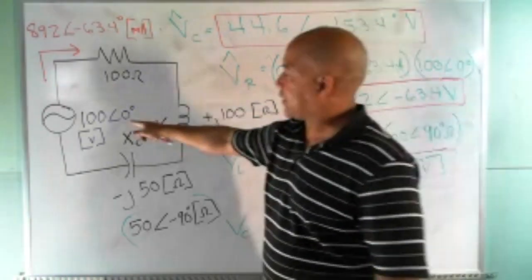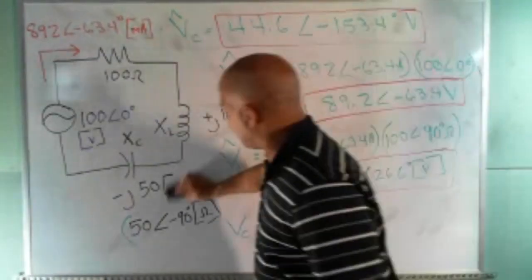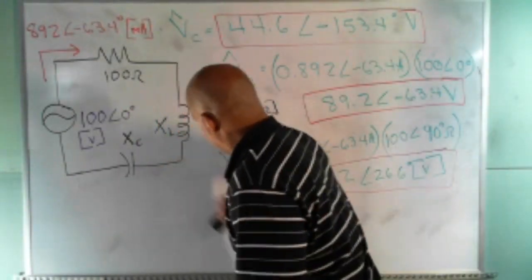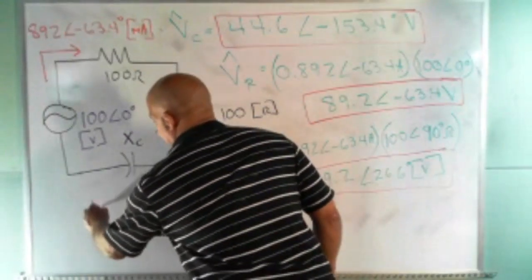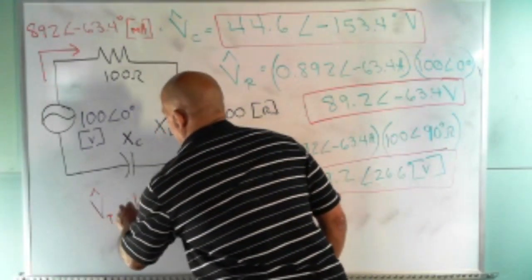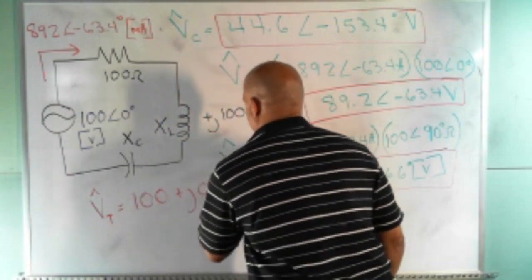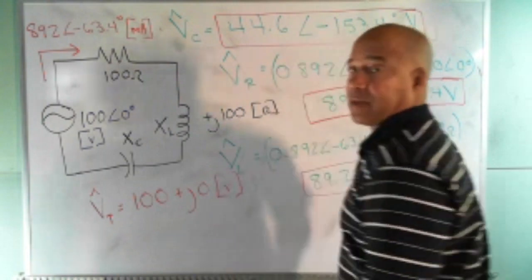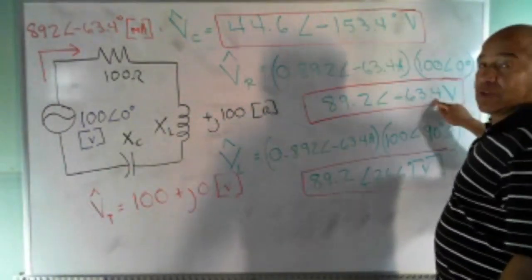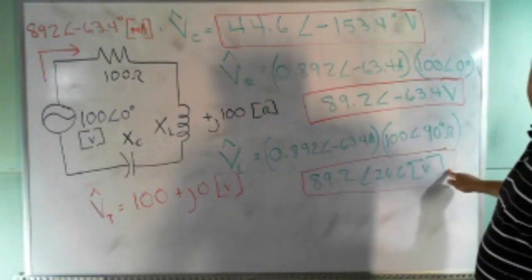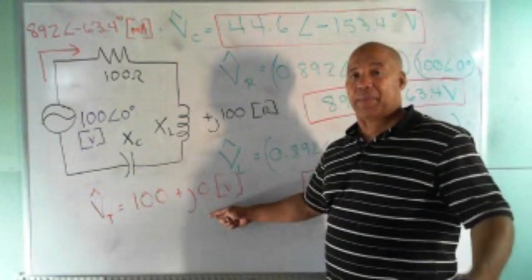And then convert this to rectangular form. Well, that's easy. If I convert that to rectangular form, this voltage right here, that's the total, would just be 100 plus J 0 volts. Right? So what you would do is convert that to rectangular, convert that to rectangular, convert that to rectangular, and then add them all up, and it better add up to this. That's what they mean by verify KVL.